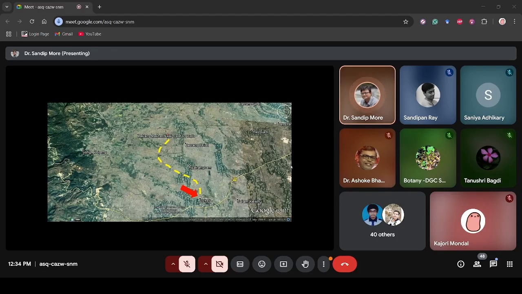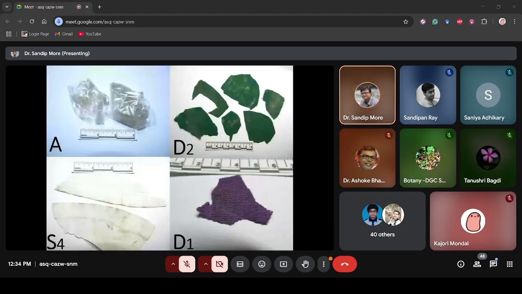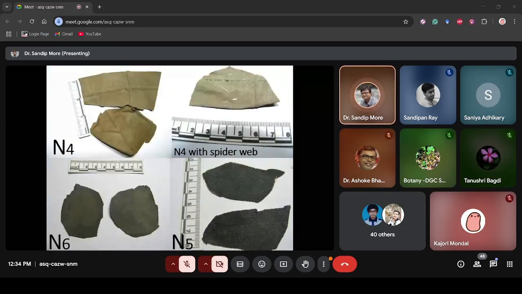Madam gave me all the samples. Here you see, A is the sellotape I used to scrape the soil from the rock. D2 and D1, these were the clothes of the victim girl. S4 was the clothes of the suspected person. N4, N6, N5, they were also clothes of another suspected person. And N4 was the cloth with some spider webs. If you observe carefully, you will be able to see that there is a spider web attached to the cloth of the suspected person.